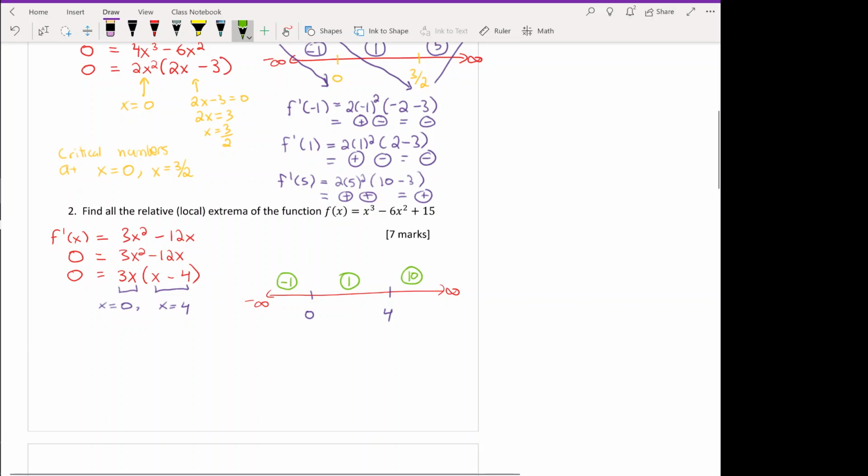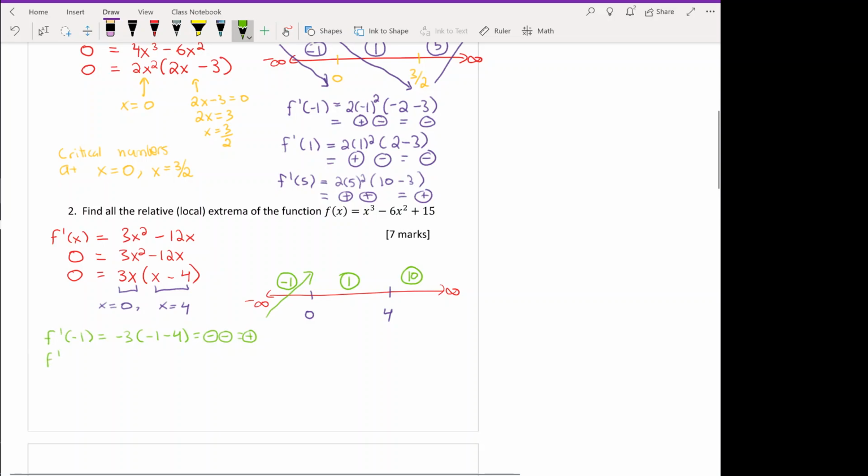Now we're going to plug the test values into the first derivative, f prime at negative 1. That's going to be negative 3 times negative 1 minus 4. That'll be negative times negative, which is positive. And that means the function is increasing inside that first region.